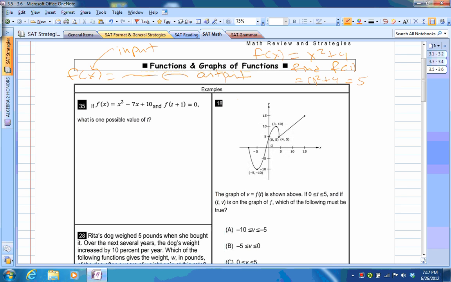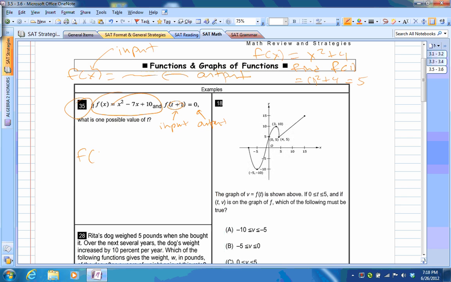So let's look at this one here. F of x equals x squared minus 7x plus 10. So we're working on number 35 here. F of t plus 1 equals 0. What is one possible value of t? Okay, so that's your input. Your input is going to be t plus 1. And your output is 0. And that's the equation we're dealing with.